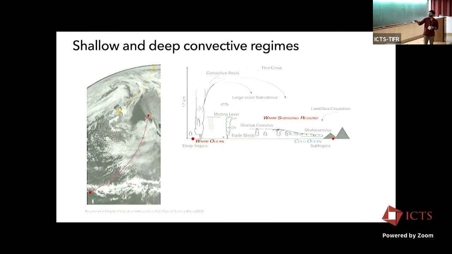One is where you have the ascending branch of the Hadley cell. This is the deep convective regime. You have the deep tropics. And then in the balancing subsidence, you have the shallow convective regime.